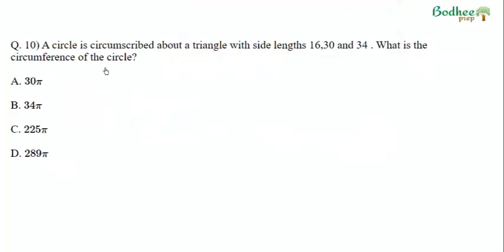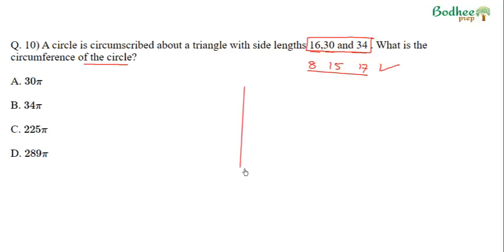Now here the question says that a circle is circumscribed about a triangle whose sides are 16, 30 and 34. We need to find the circumference of the circle. So we have to keenly observe these lengths of the sides of the triangle, and we can see that this is a triplet. Why so? Because it is nothing but 8, 15, 17. If I multiply these numbers by 2, I'll be getting 16, 30 and 34. And we know that this is the triplet wherein 17 is the hypotenuse.